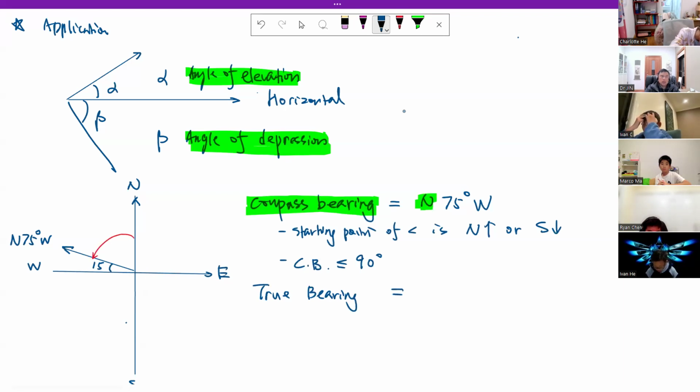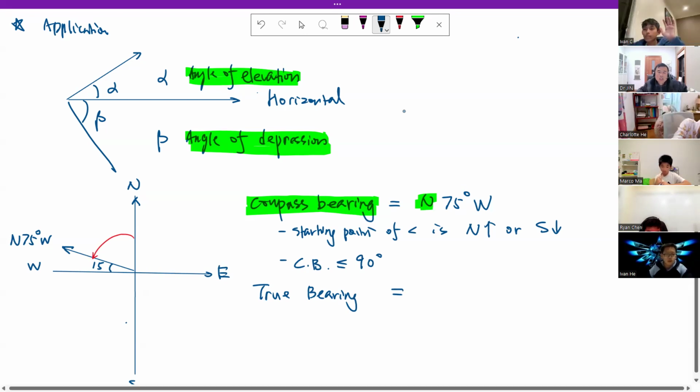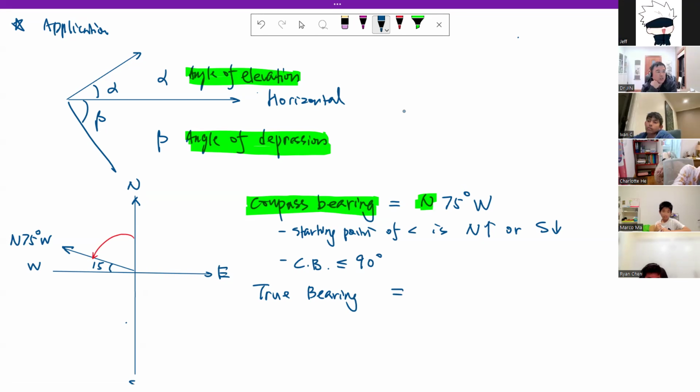The true bearing starts from where? Maybe I ask this question to students. So Coco Do, are you able to answer?